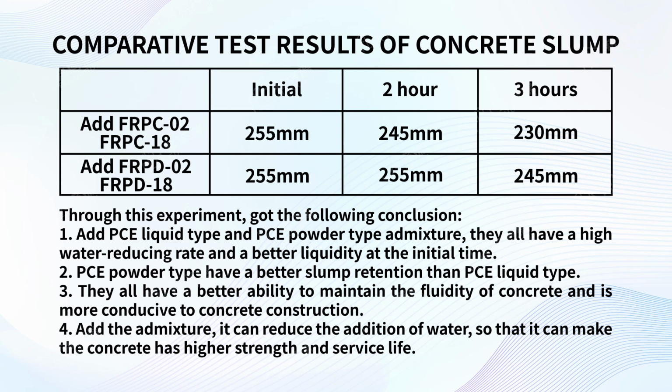Through this experiment, we got the following conclusions. 1. Add PCE liquid type and PCE powder type admixture. They all have a high water reducing rate and better liquidity at the initial time. 2. PCE powder type has better slump retention than PCE liquid type. 3. They all have a better ability to maintain the fluidity of concrete and are more conducive to concrete construction. 4. Adding the admixture can reduce the addition of water so that it can make the concrete have higher strength and service life.